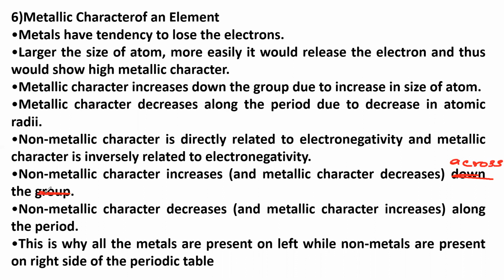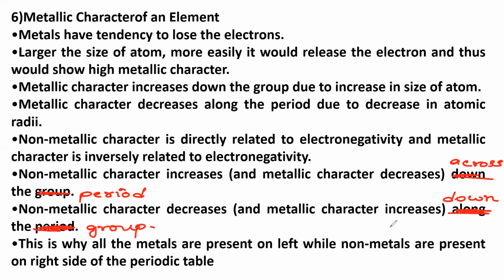Across the period means from left to right, because metals change to non-metals, and non-metallic character increases across the period. Non-metallic character decreases down the group. Here, decreases is correct, but you have to write down the group, not along the period. It is just the reverse, so it is always very confusing. So better you practice notes.